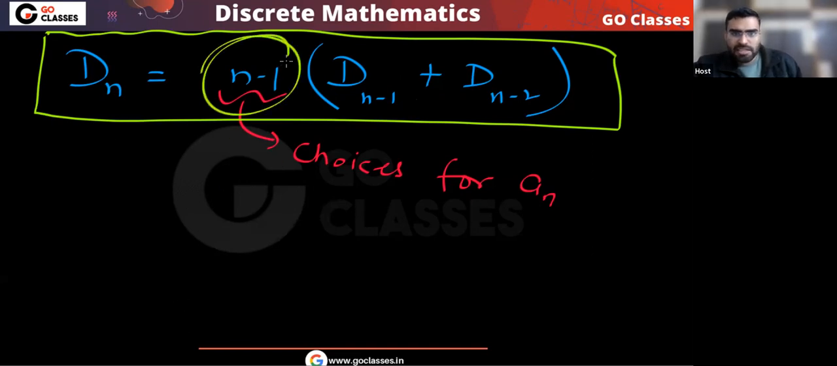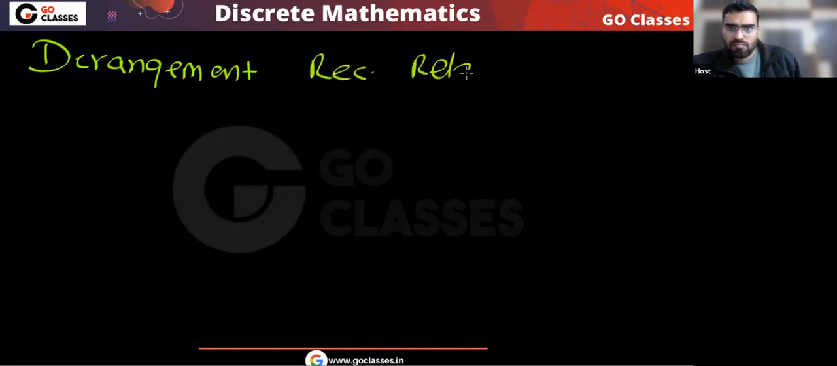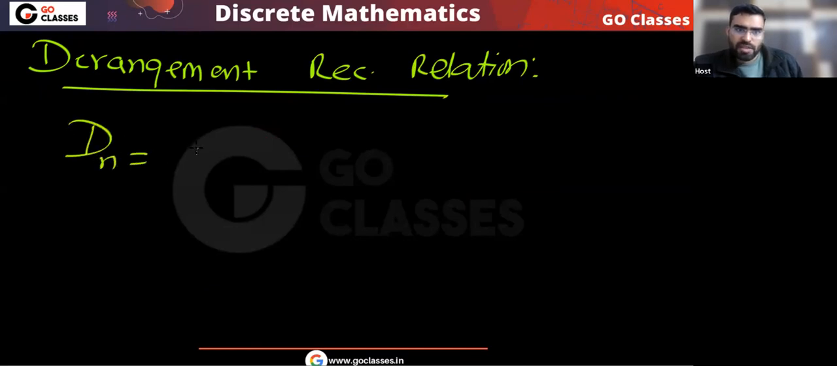So basically, these are the choices for an, n minus 1 choices. Now, once you pick a particular choice, once you pick a particular house, meaning P's house, then these are the choices: Dn minus 1 plus Dn minus 2. This is your recurrence relation for derangement. So if anyone asks you for the derangement recurrence relation, this is that. You can very easily understand that this is the derangement recurrence relation.